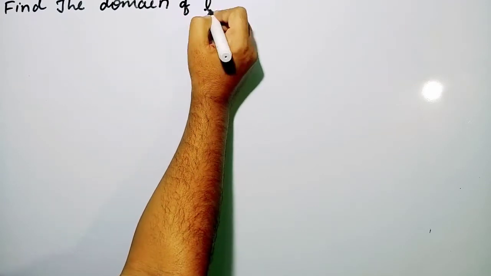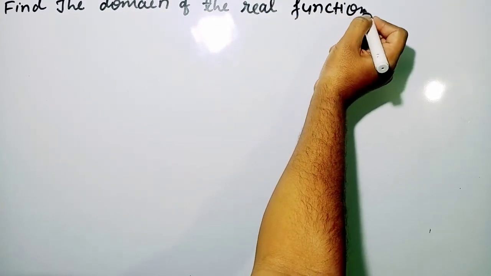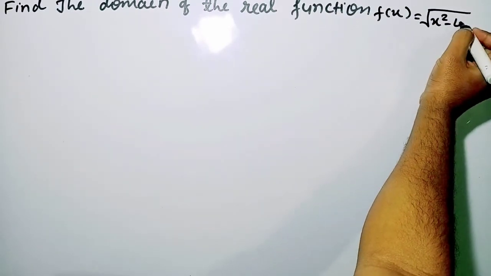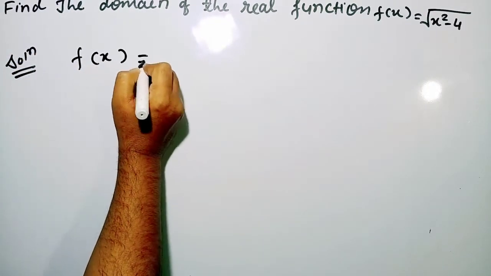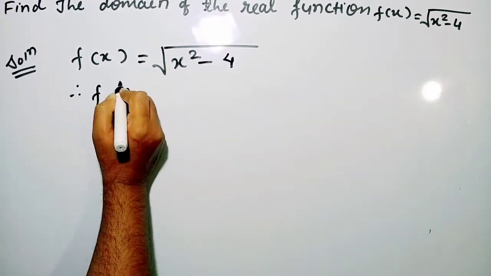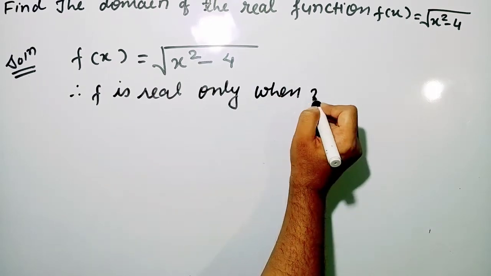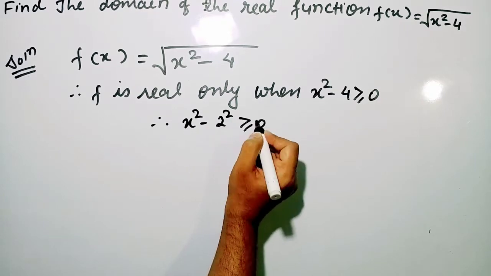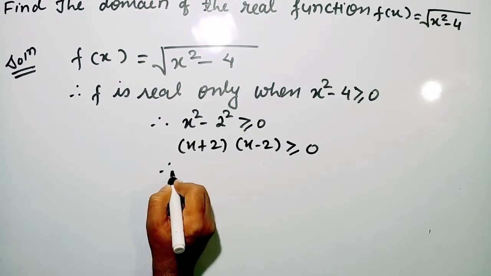Find the domain of the real function f of x is equal to square root of x square minus 4. So let us see the solution. f of x is equal to square root of x square minus 4. So f is real only when x square minus 4 is greater than or equal to 0. So x square minus 2 square is greater than or equal to 0. So (x plus 2)(x minus 2) is greater than or equal to 0.